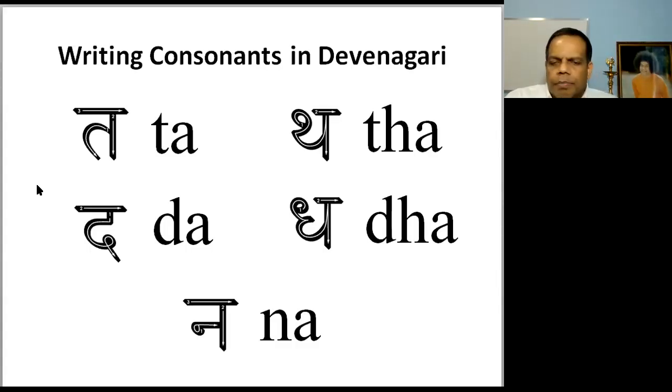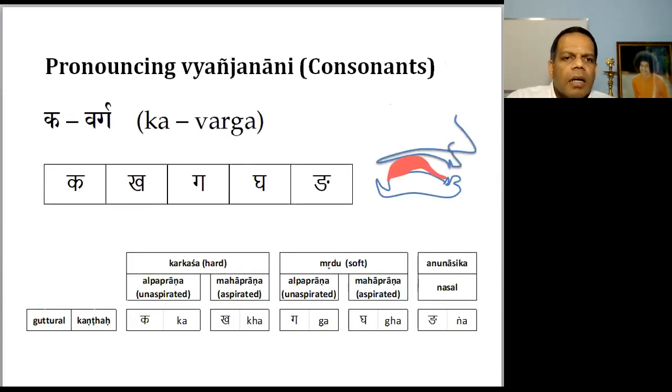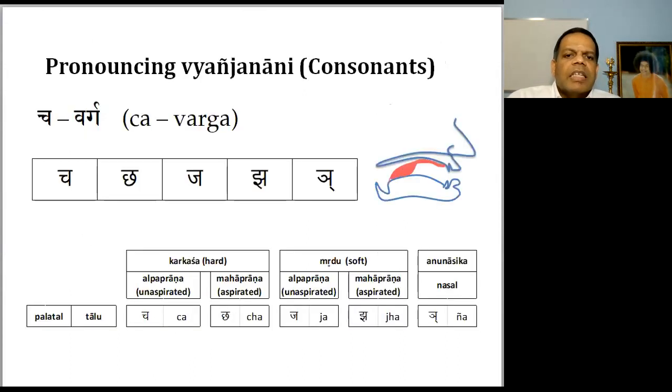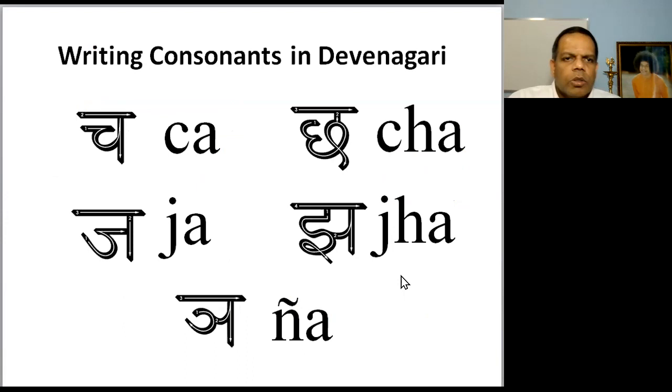Okay. So we have covered 4 vargas so far. Going back again: ka varga, ka, kha, ga, gha, nga. Written the way we have written ka, kha, ga, gha, and nga. The second one is cha, chha, ja, jha, and nya. How it's written, I have also pointed out. You can take a look at it. I will put some sheets up for you to practice. I have not uploaded them yet. I will do so.